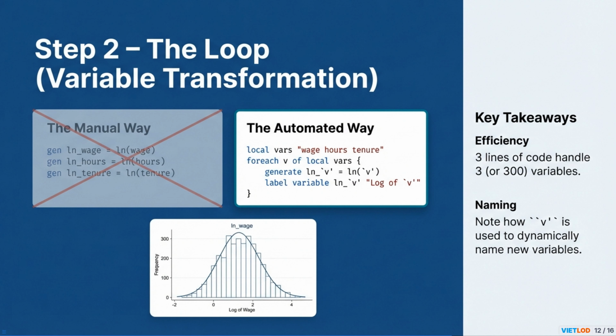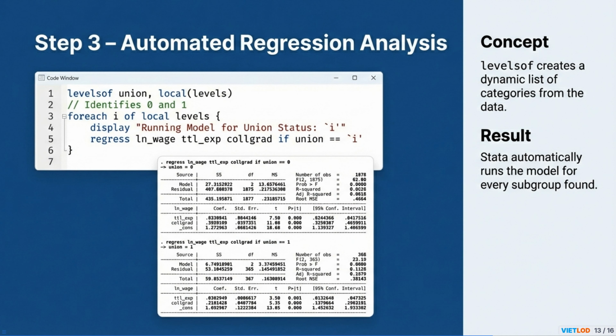Inside the loop, generate ln_v equals ln of v dynamically creates a new variable. For example, when v is wage, it creates ln_wage. This is powerful because the same line of code works for every variable in the list. We also dynamically label the new variables for clarity, which is good practice for reproducible research.